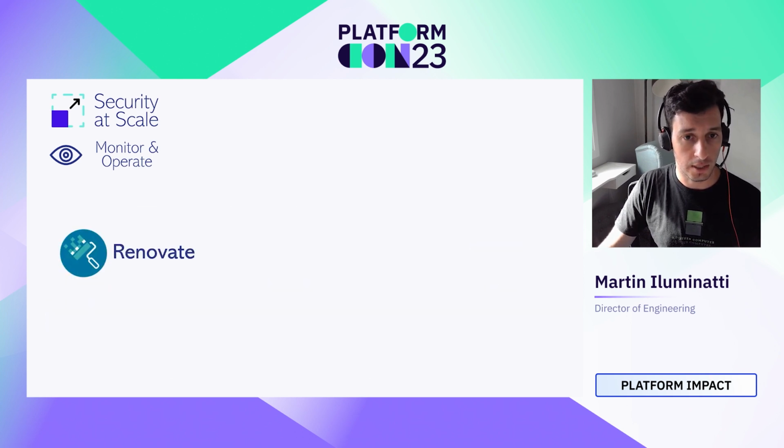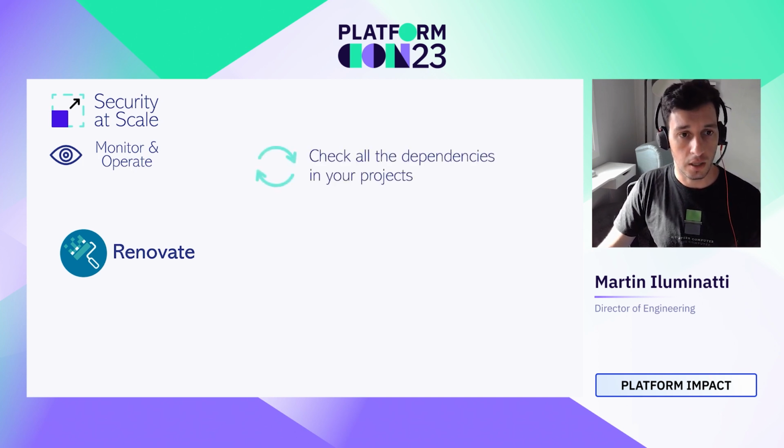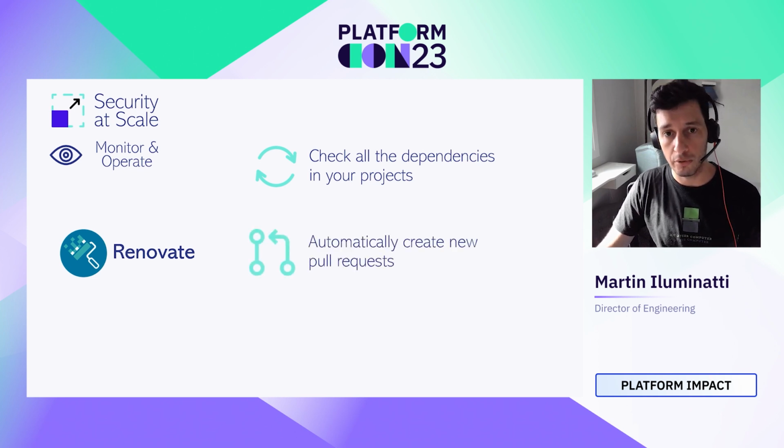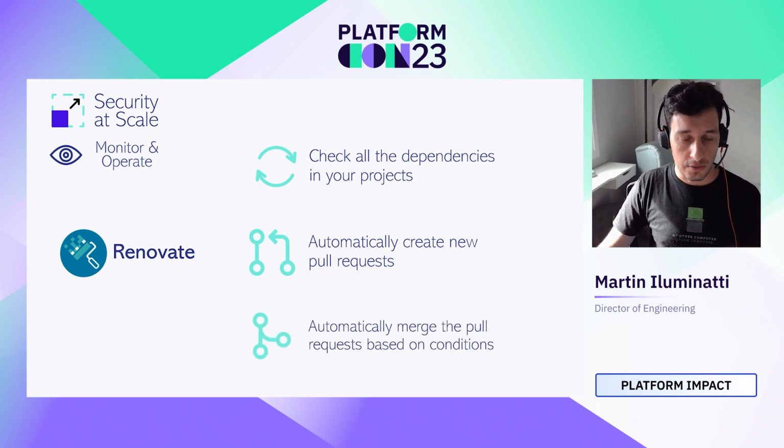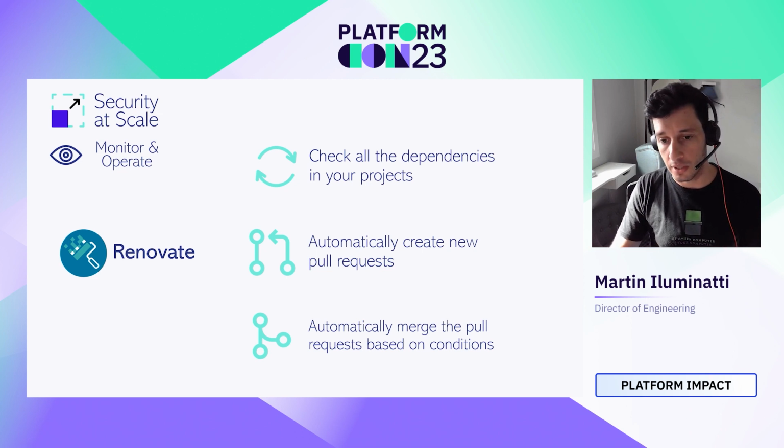One of the tools out there that does its job really well is Renovate. Renovate does a few things. One, it checks all the dependencies in your project. It automatically creates new pull requests for all the dependencies that were detected to be outdated. And there's also the option of automatically merging the pull request based on conditions. So for example, if a new version is detected for an outdated dependency and there are only minor changes, so there's no breaking change, it can automatically merge the pull request based on the conditions.